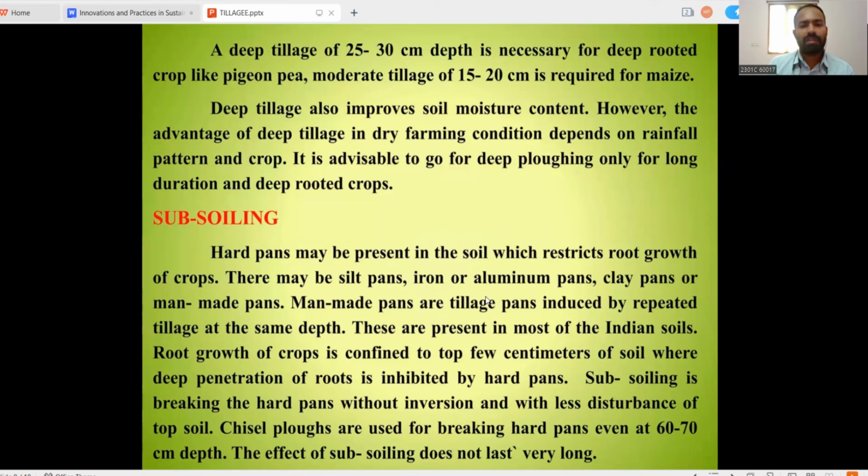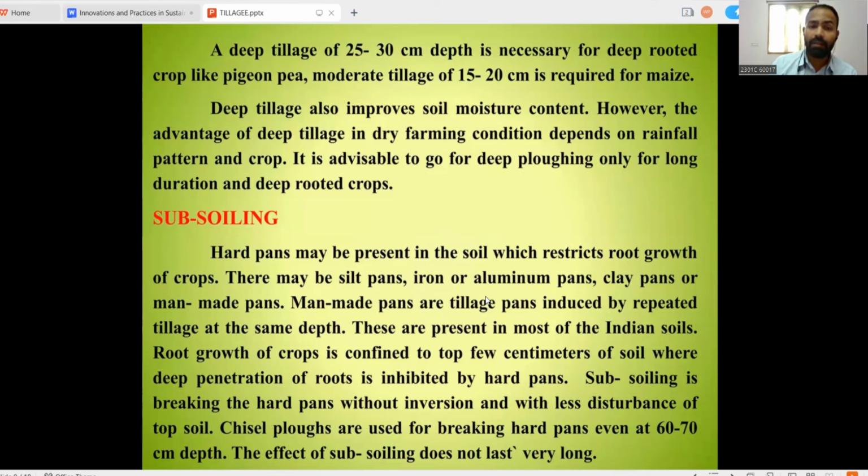Root growth is confined to the top few centimeters of the soil, where deep penetration of roots is inhibited by hard pans. What happens is that your crops will grow only in the upper layer, because there is a compact layer which will inhibit the root growth. Subsoiling is breaking the hard pan without inversion, with less disturbance of topsoil.